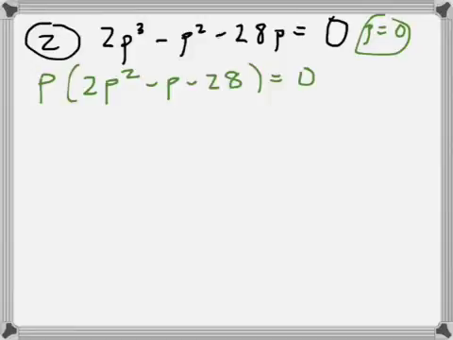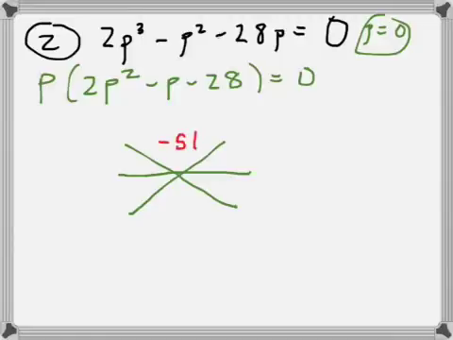Now I'm going to have to factor out this one here. And let's use the star method here. So I need two factors that are going to multiply to negative 56. How am I getting that negative 56? I'm going to do 2 times the last term. And they have to add up to 1.